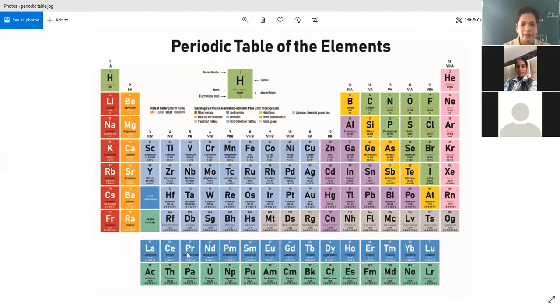This is the first period. This is the second period. Third period, fourth period, fifth period, then sixth period, cesium, then the seventh period. The seventh period is actually incomplete. The studies are still going on.